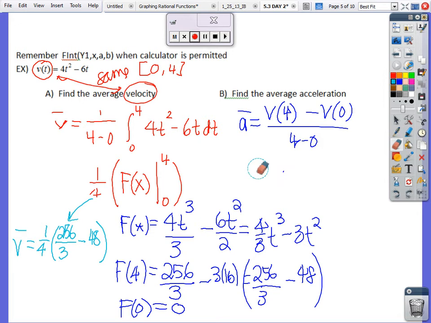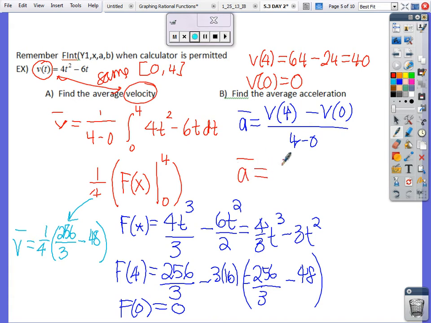Actually, I'm going to do this off to the side. I really don't like doing everything in one step because you have a tendency to mess up your minus signs. So just to make sure, velocity at 4 would be 64 minus 24, which gives me 40. V of 0 gives me 0, so I get that the average acceleration is 40 minus 0 over 4, which is 10.